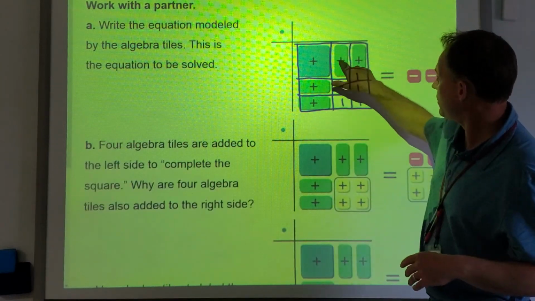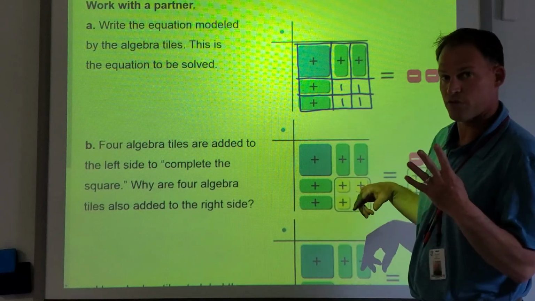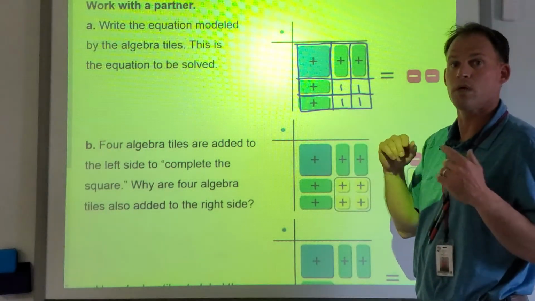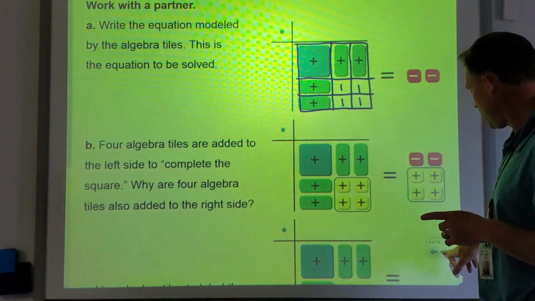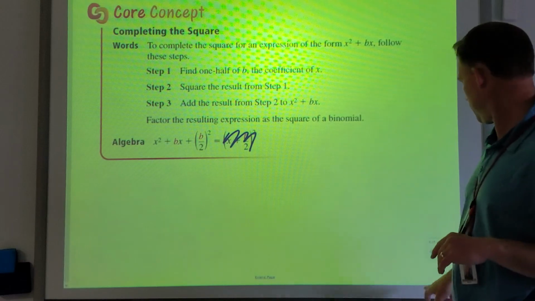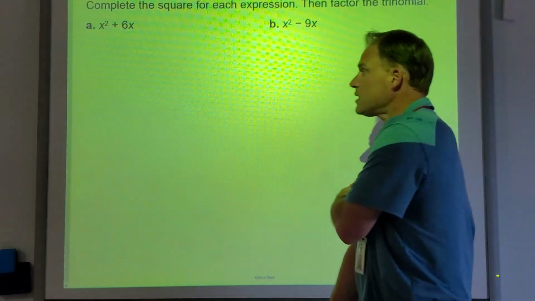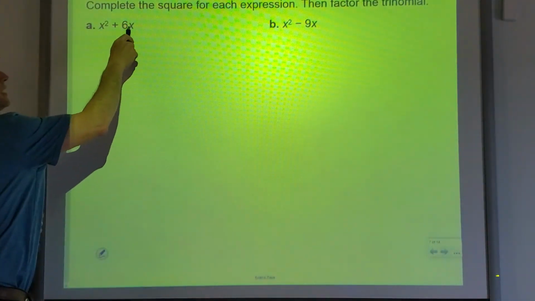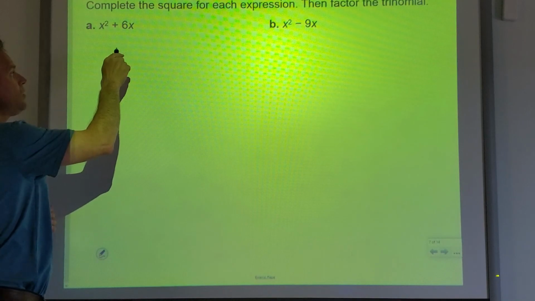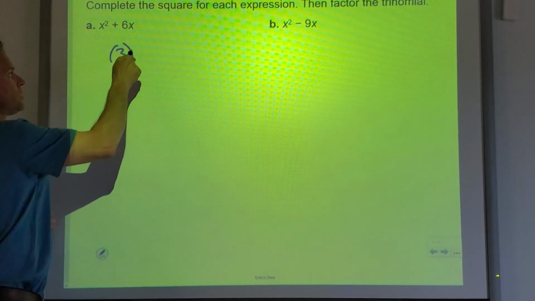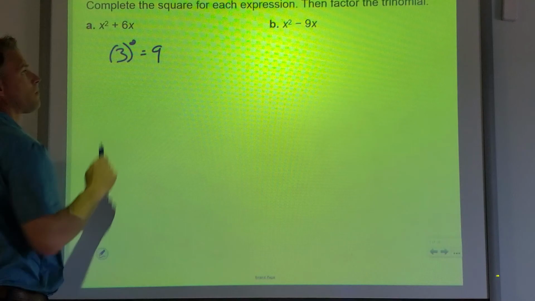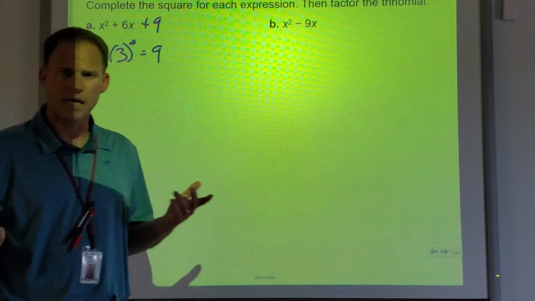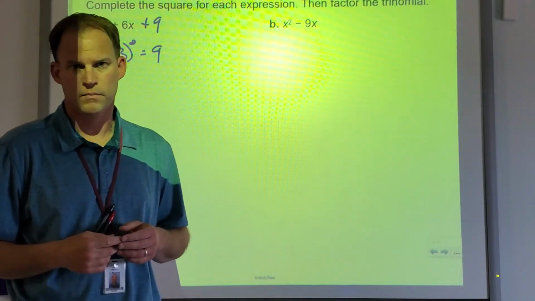In this example, how many are there all together? 1, 2, 3, 4. There's 4 all together. Half of that is 2, 2 times 2 is 4. I used 4 to complete the square. So it's half of the x's squared. So if we look at a problem like this, to complete the square, well, take b, half of b would be 3. 3 squared is 9. So this is plus 9. That's what you need to complete the square.